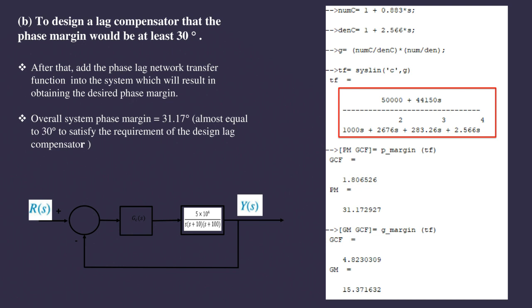The overall system phase margin is equal to 31.17 degrees. That is almost equal to 30 degrees. That is, it fulfills the requirement of the lag compensator design.